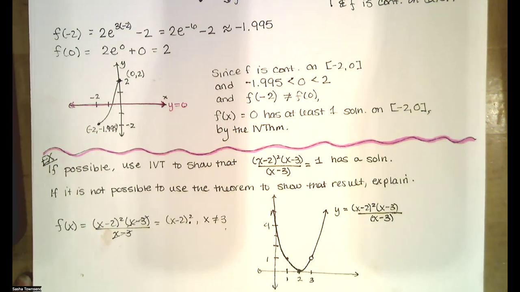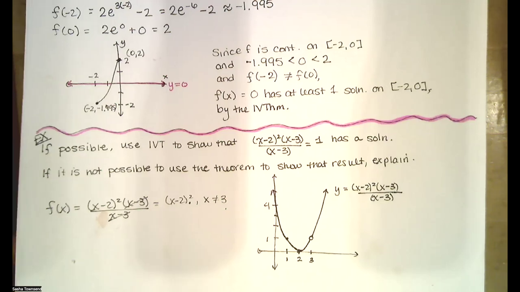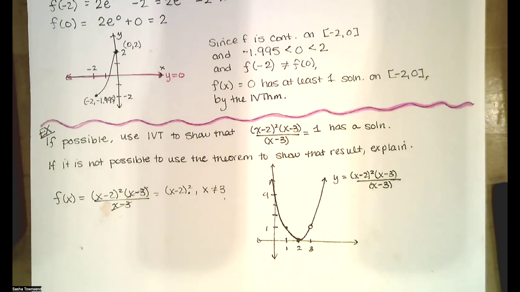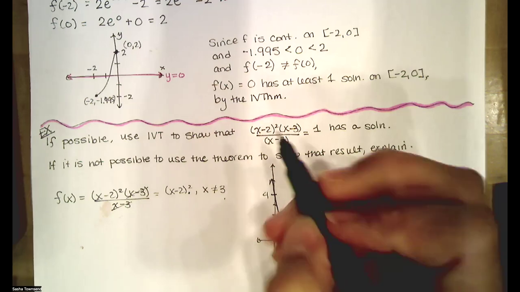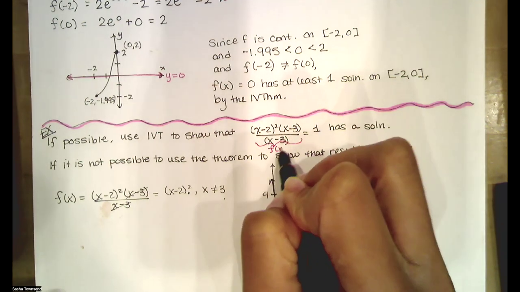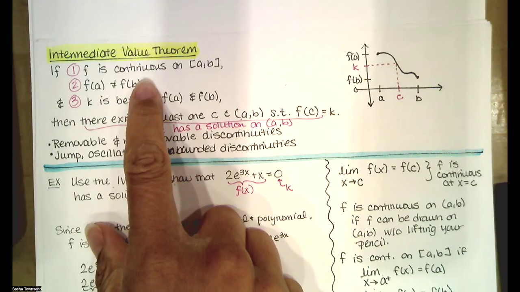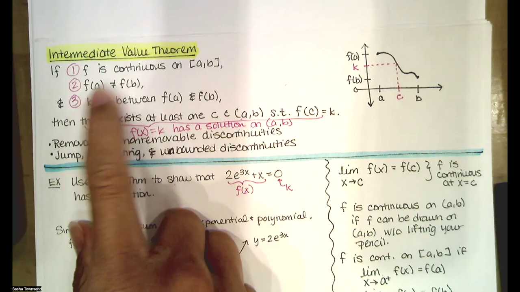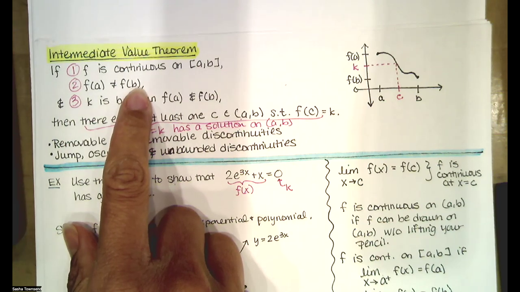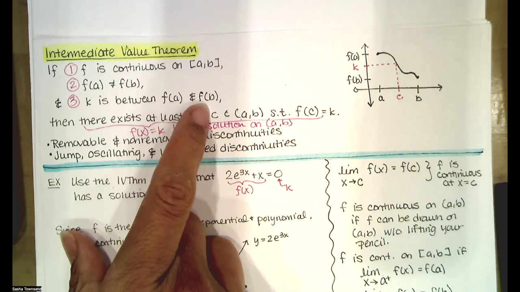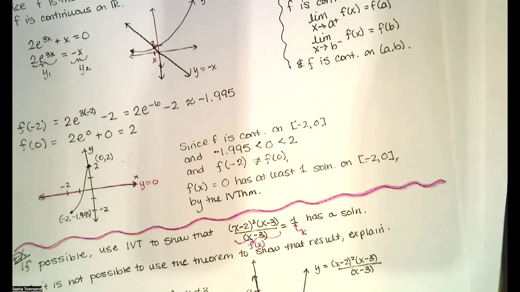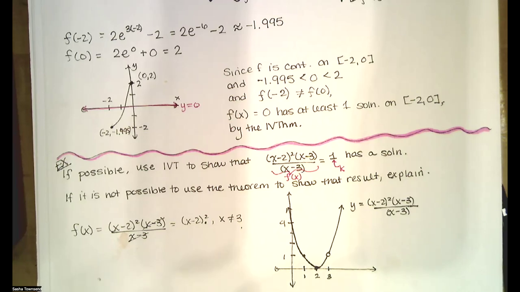Now, we want to use the intermediate value theorem to show that that equation has a solution. So in this example, our function f of x is this function. This is our value k. And remember what we have to show: that the function is continuous on the closed interval, the function values on either side of that interval are not equal to each other, and k is some number between a and b. And k is given to us, k is equal to 1.